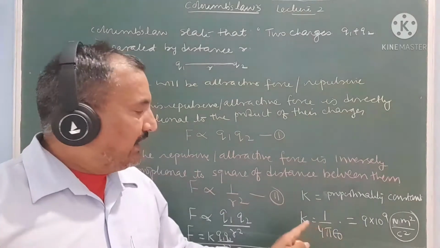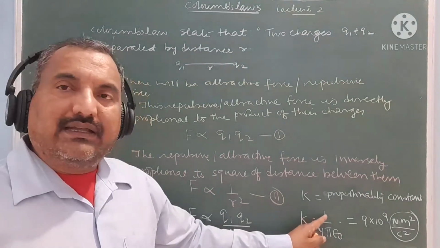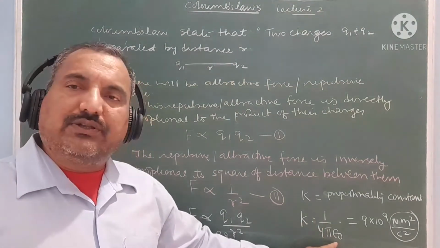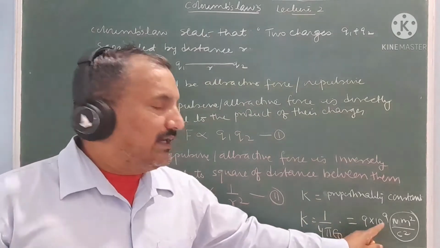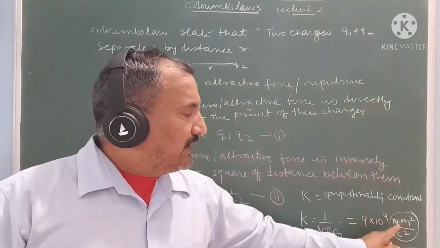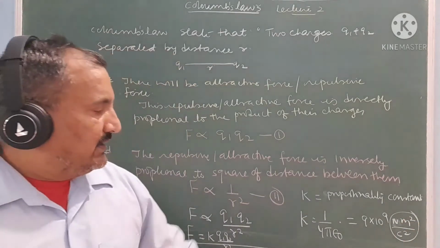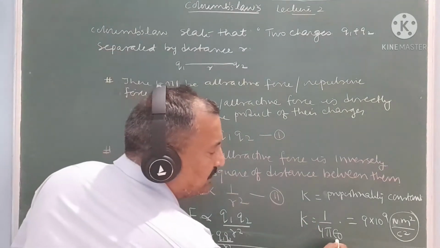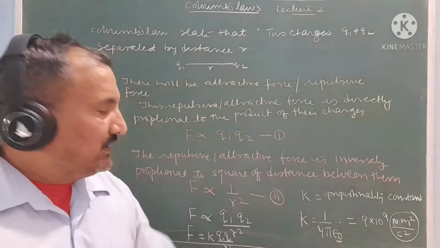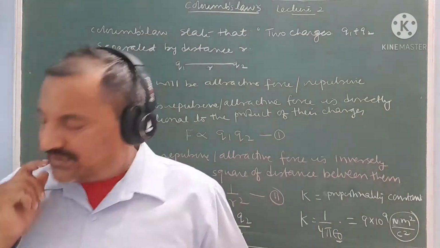So K is a proportionality constant equal to 1 upon 4 pi epsilon 0, the value of K is 9 into 10 raised to 9. Unit becomes Newton meter square Coulomb square. Okay, then what is this epsilon 0? It is known as epsilon 0. Just write it in 2 minutes.